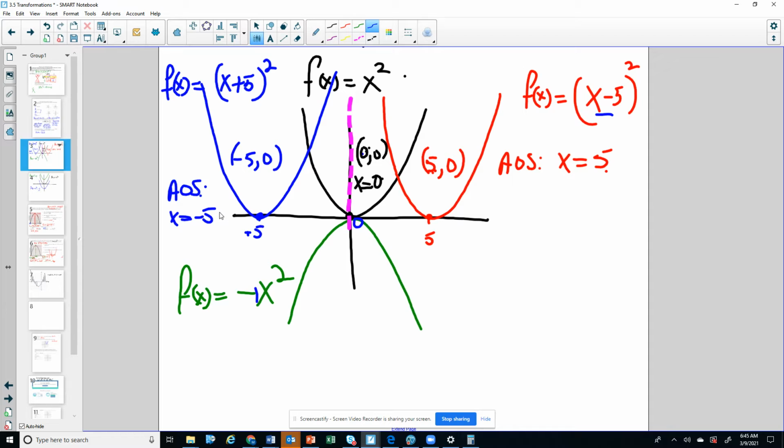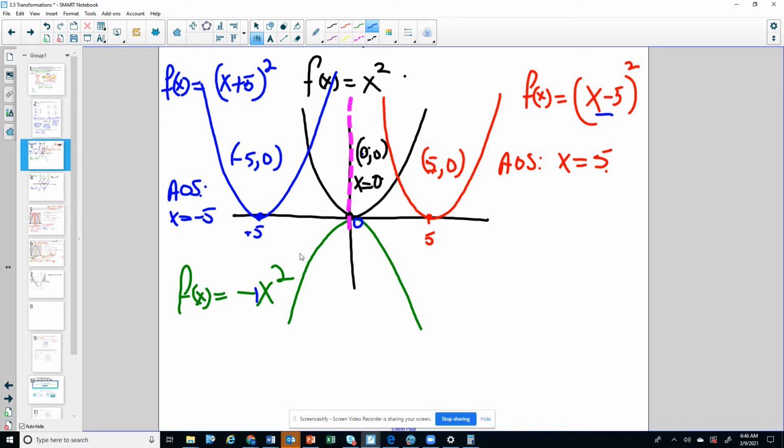Now look at the blue graph. If I draw a line straight down through the vertex, it's going to cross the x-axis at negative 5. Therefore, the equation for the axis of symmetry is x equals negative 5. And again, you notice it is the same value as the x coordinate of the vertex. All right. So those are a couple of things we talked about on Friday. And also, if you flip or reflect the black graph over the x-axis, it becomes the green graph. Now the equation is just negative 1 times x squared.